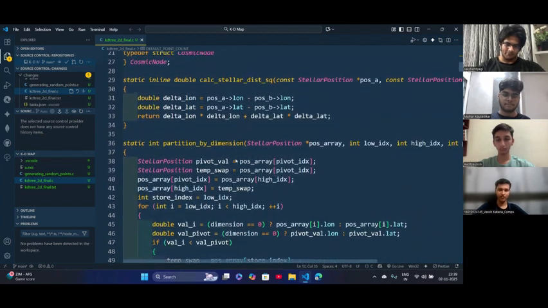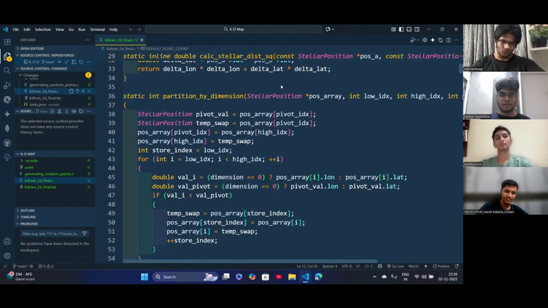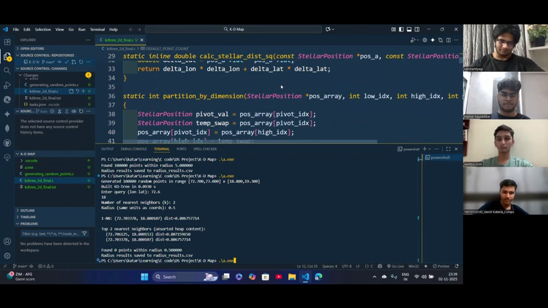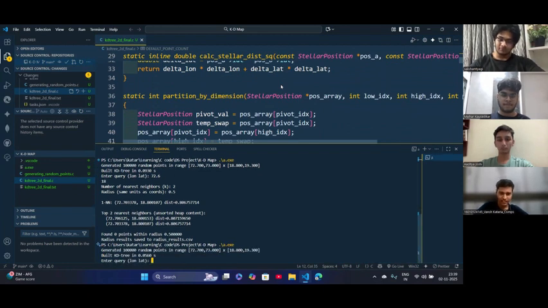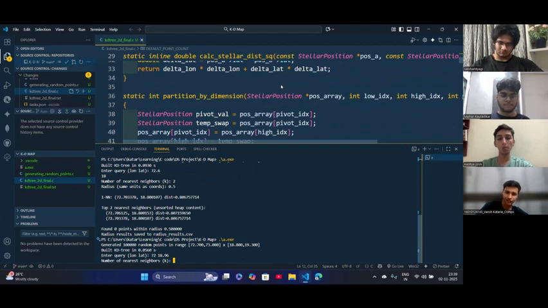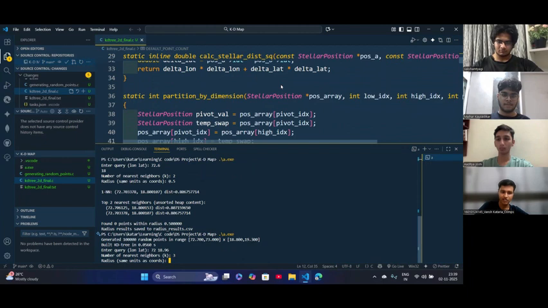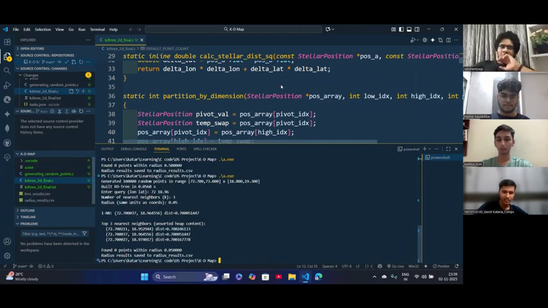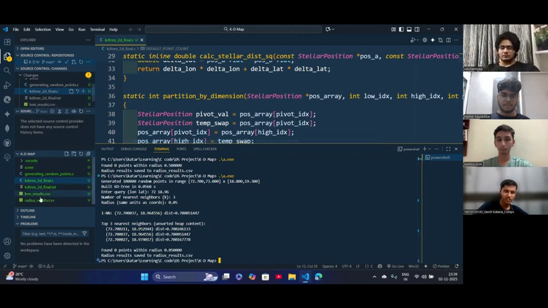So these are all the functions we implemented, and let's try to run this. Here we enter a longitude, let's say 72, and a latitude, 18 point something 96. Let's find at least three nearest neighbors with a radius of 0.05. As you see, the two CSV files are created, and here is our result.